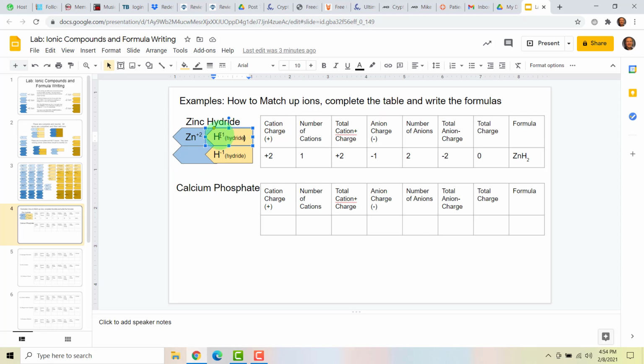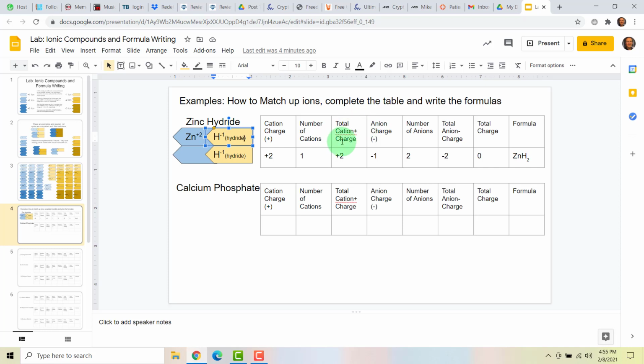In this case, it's a -1 for the hydride. So I would write the -1 charge. But if we look, there's actually 2 pieces that I need. And so I'm going to write that that's a number 2 because there's 2 anions. And so -1 times 2 is -2. So we just multiply these two to get our total anion charge.